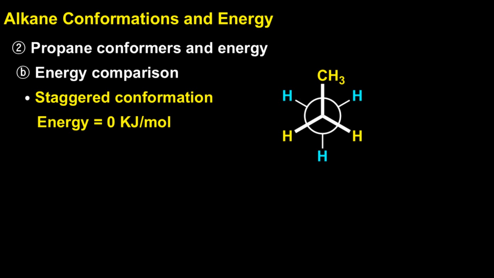In the staggered conformation, the energy is at its lowest because repulsion is minimized. Just like in ethane, the staggered form is still the most stable. The overall trend stays the same. Staggered is stable, eclipsed is strained.